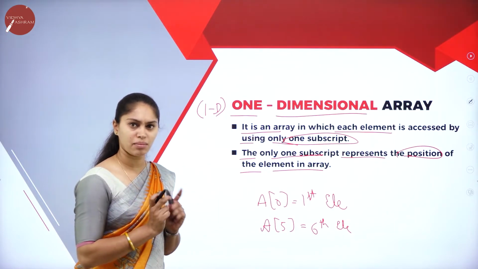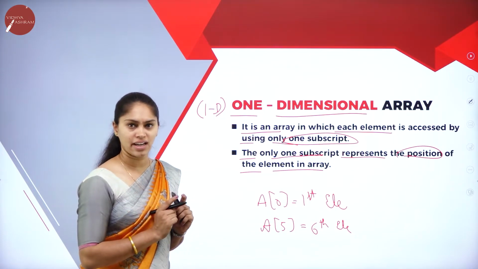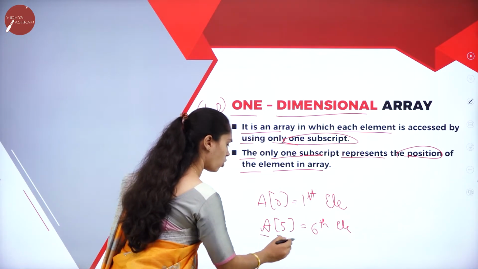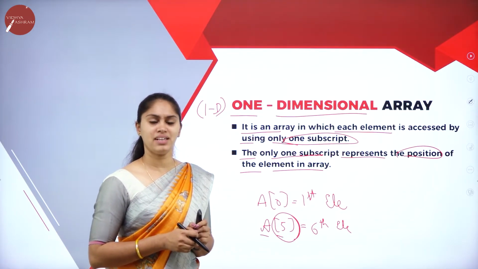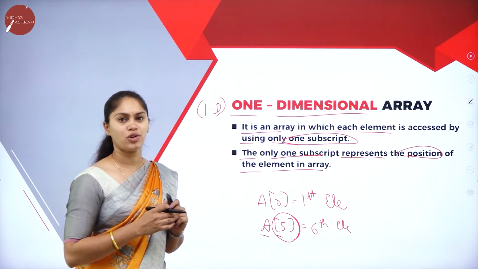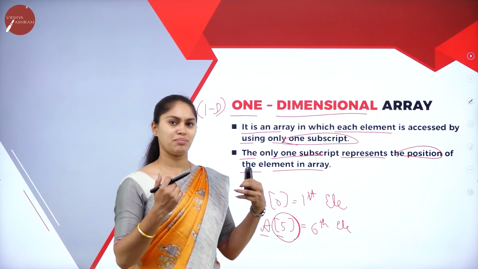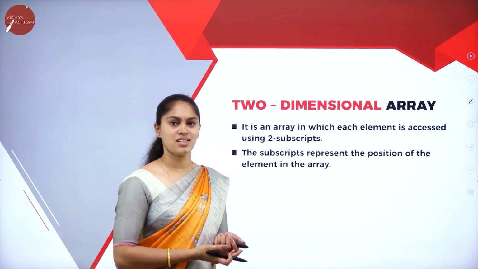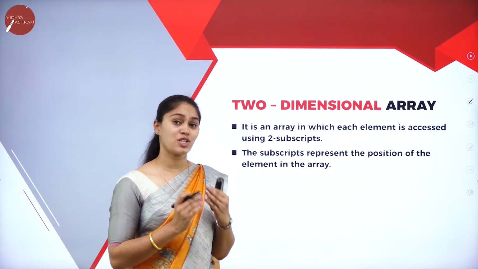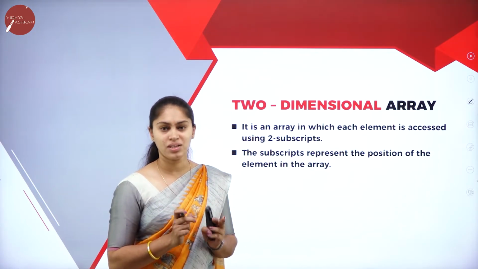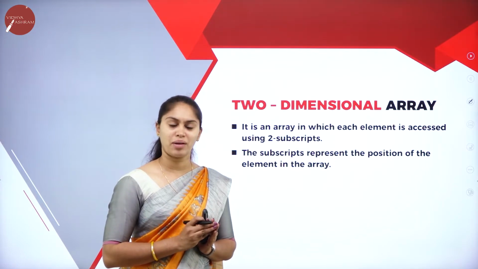How many subscripts am I using here? How many indices? Only one index. So if an array has only one index to represent the location of an element in the array, then that is termed a one-dimensional array. Then you can just imagine what a two-dimensional array will be. Instead of having only one subscript, here we will have two subscripts. That is regarding the two-dimensional array.